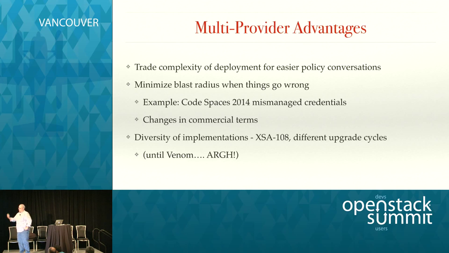There's been a number of stories. Certainly, Code Spaces going out of business in 2014 when they lost control of their Amazon keys. Now there were ways they could have mitigated that, but the bottom line is if all of your stuff is in one place and you have a set of powerful keys that control that one place, the blast radius is very, very high if you make a mistake there. Yet if I'm going across multiple providers and multiple data centers, the blast radius for any particular mistake is contained. It's in that little area. We do like that separation.